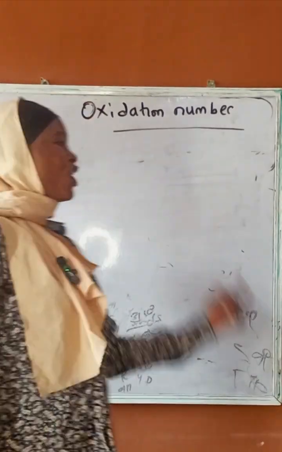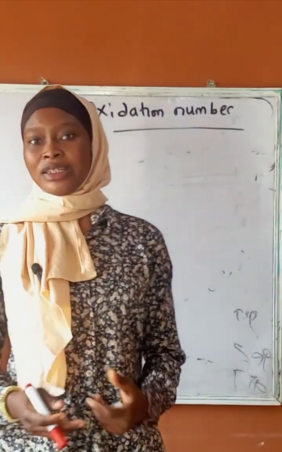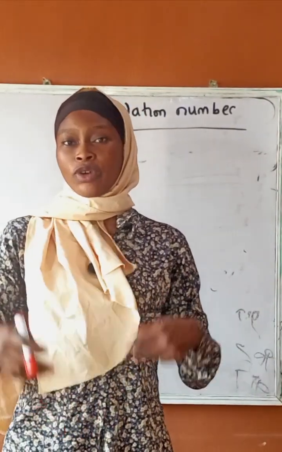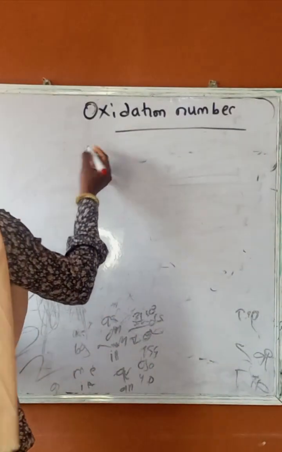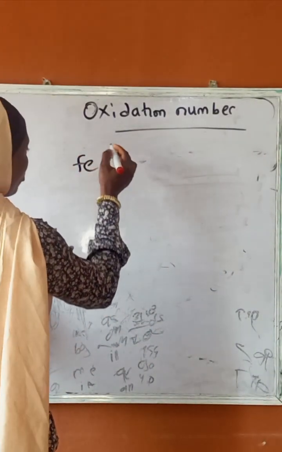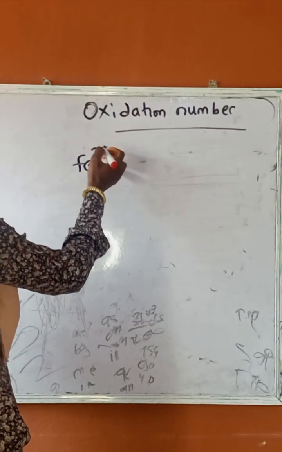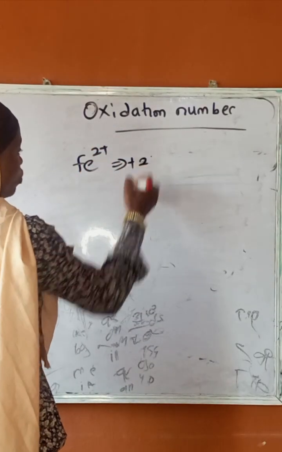So welcome back. Oxidation number. Oxidation numbers are numbers that are determined by a set of rules, and they appear at the top of an element. For example, Fe2+. The oxidation number of this element is +2.